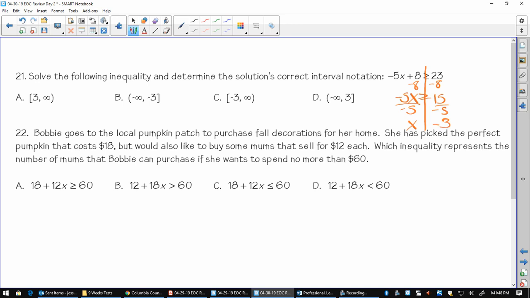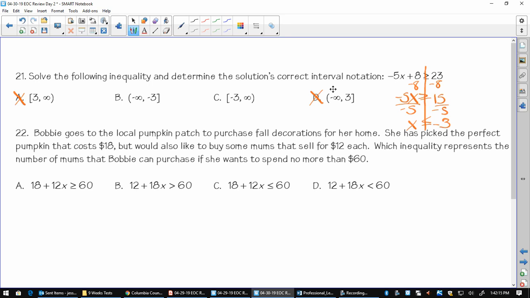Remember that when we divide by a negative or multiply by a negative on an inequality, the inequality sign flips. So this is going to become less than or equal to. So we have x is less than or equal to negative 3. So if I look at my answer choices, I can automatically cancel out D and A because they have positive 3 and that doesn't match. So now my options are either negative 3 to negative infinity or negative 3 to positive infinity.